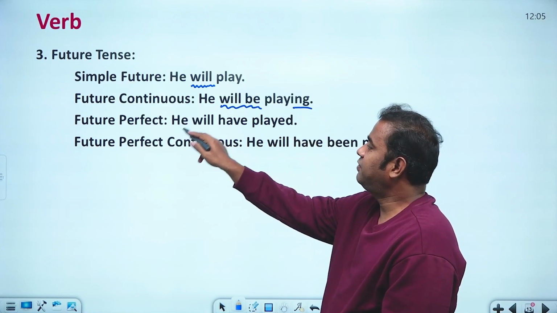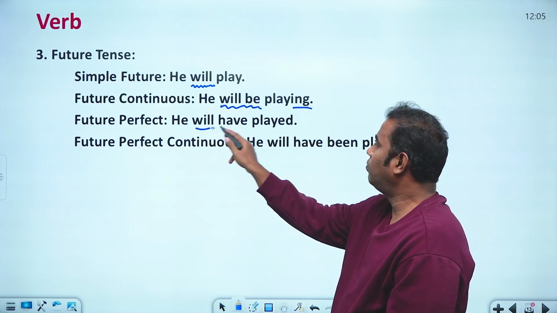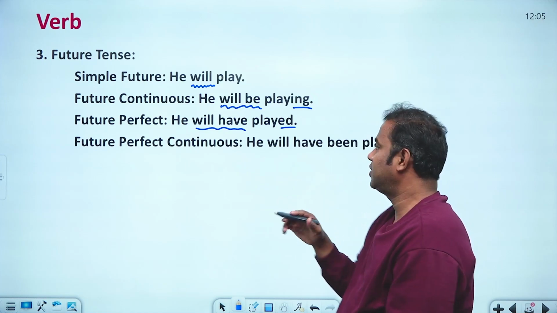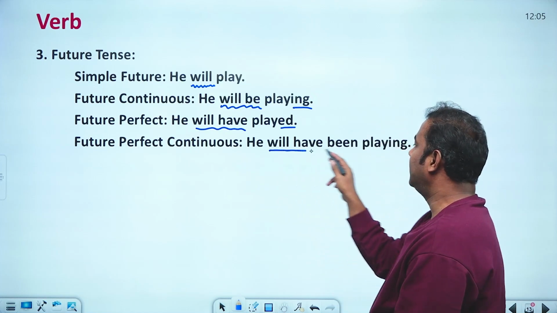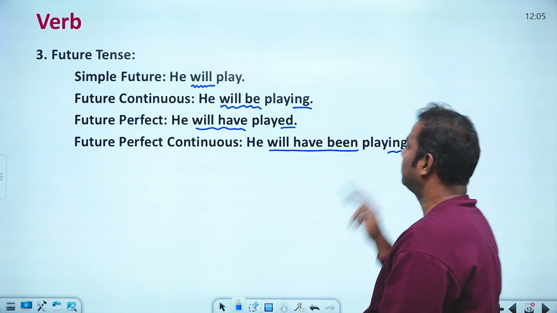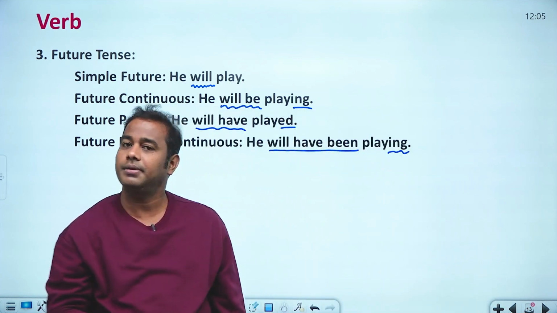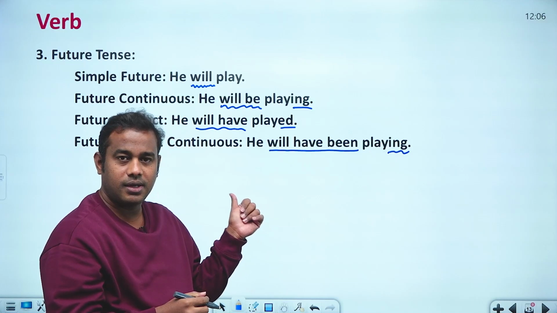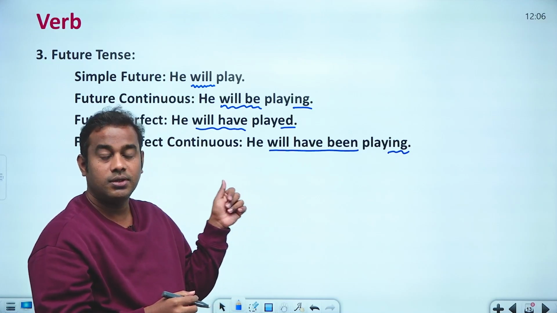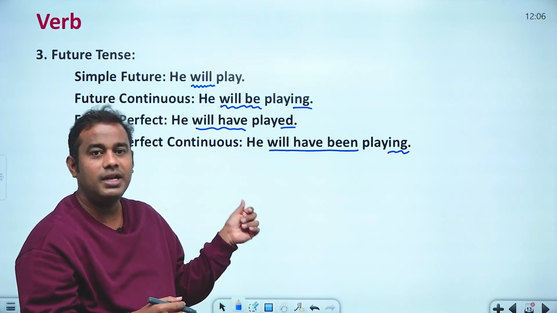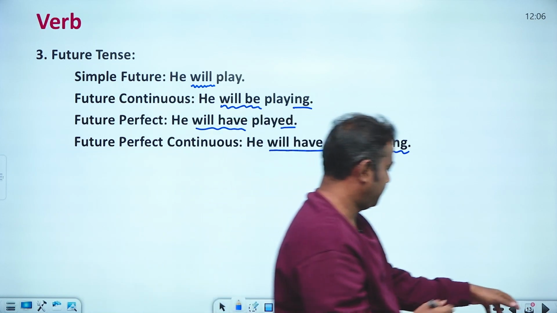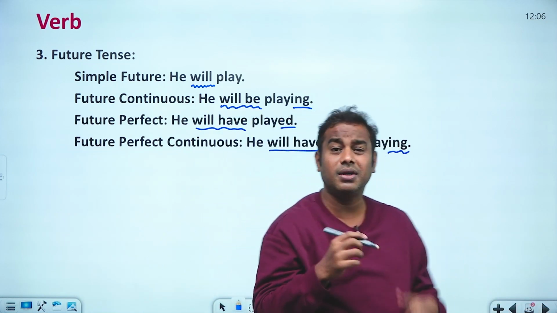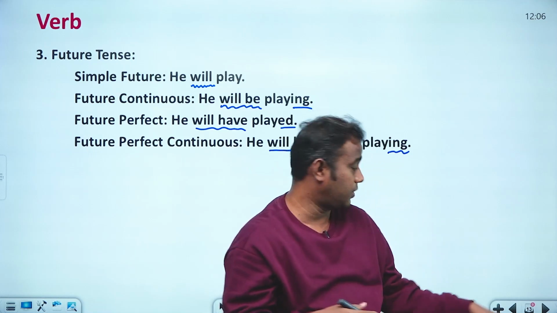In future perfect tense, he will have played. In future perfect continuous tense, he will have been playing. So these are the varieties here. This conjugation is for the first person, singular, third person, but all of these things will vary.